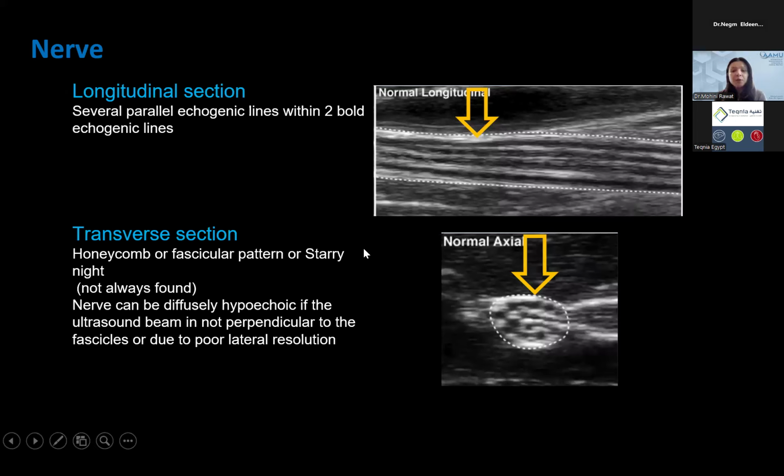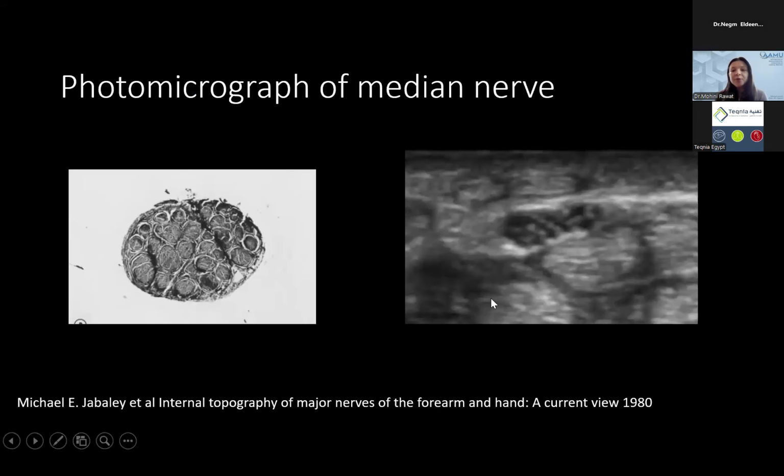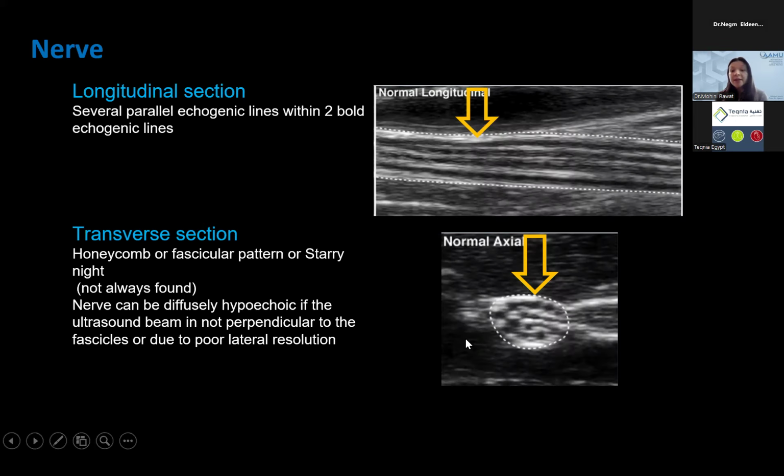So here is another view with a higher frequency probe. If you go higher, like 18 to 20 megahertz, you can see much more resolution. Although you can appreciate here that there is some definition, or the fascicular pattern can be seen here, you can see that this image is much more clear. The difference is basically the frequency of probe that we're using. So the higher the frequency you use, the more detail you see.